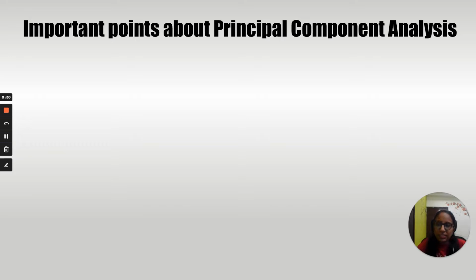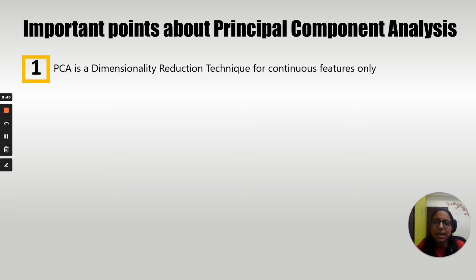So let's start over here about principal component analysis, famously known as PCA. So first of all, what is PCA? PCA is a dimensionality reduction technique, and it is used only on continuous features or continuous independent variables that you are having. For that only you would use dimensionality reduction technique.